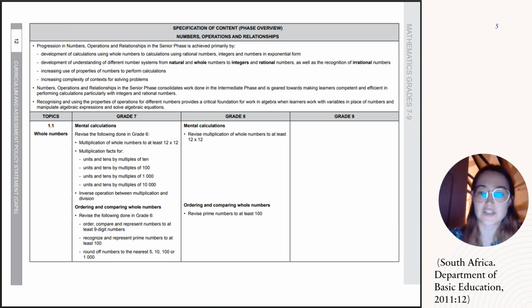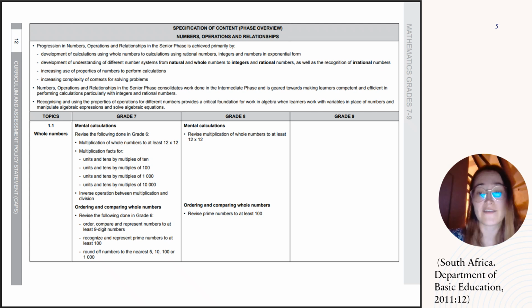So, numbers, operations, and relationships. This is a very important section of work. This is about ensuring learners have a good number sense. This means that they understand what the numbers mean and can practically work with them. This is an important foundation. Being able to work with numbers and understand the properties of operations, these concepts and skills that this section develops are crucial for the following content areas and the following years and even into adulthood.